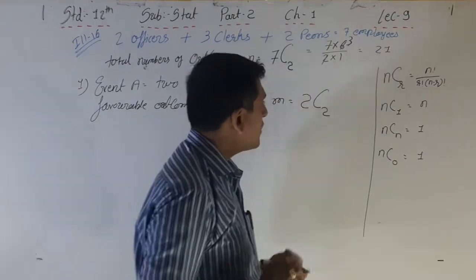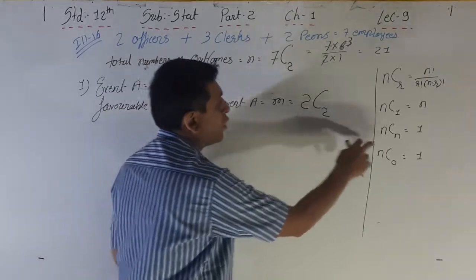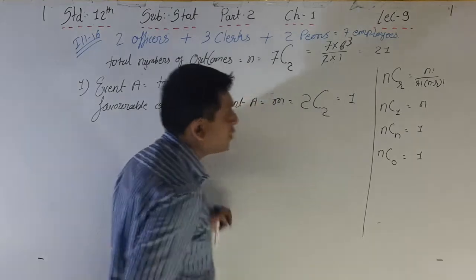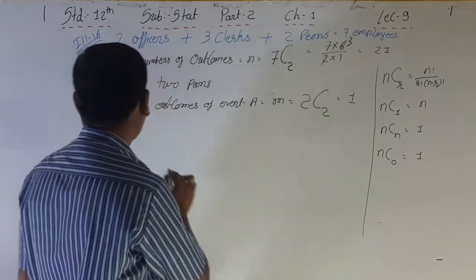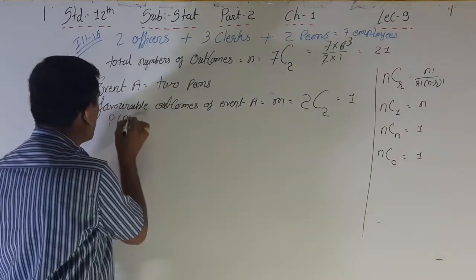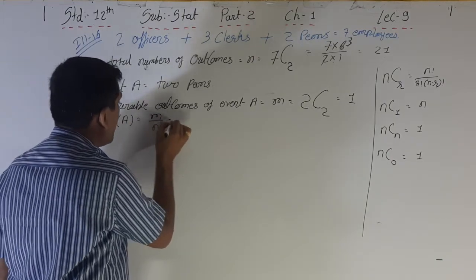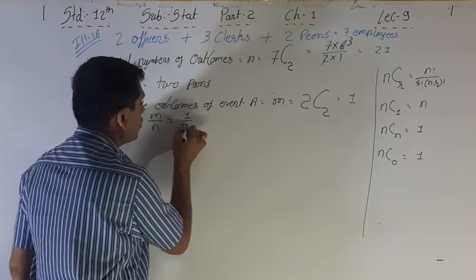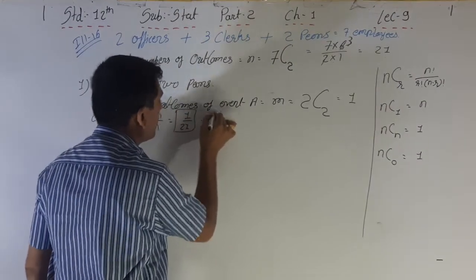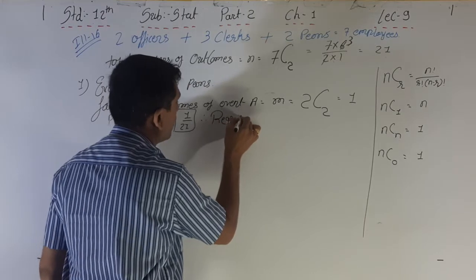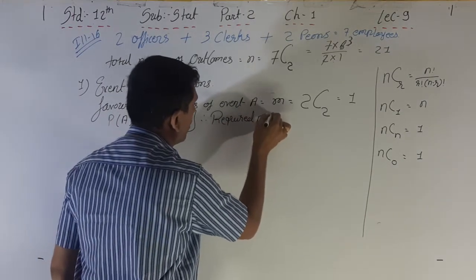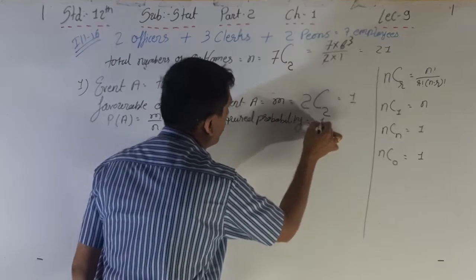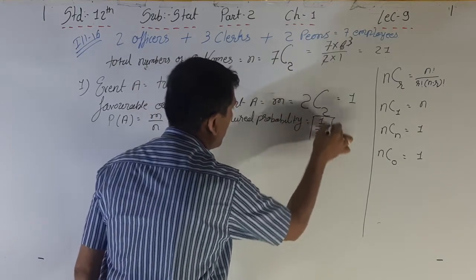Okay, now see, from this shortcut we can see that NCN, that is 2C2, is equal to 1, right? So here now P of A is equal to M upon N, that is here 1 upon 21. So the required probability is equal to 1 by 21.